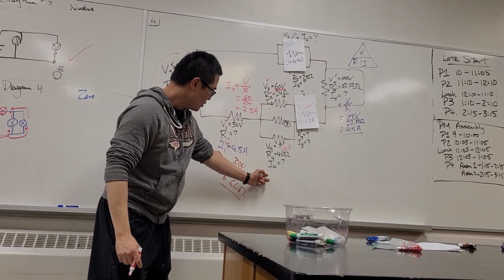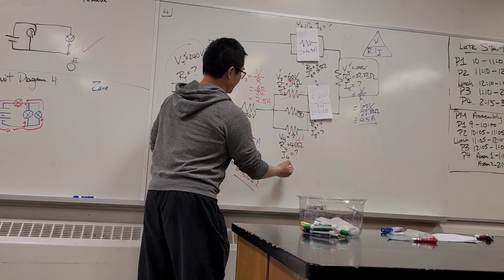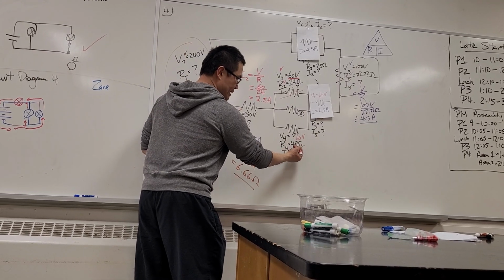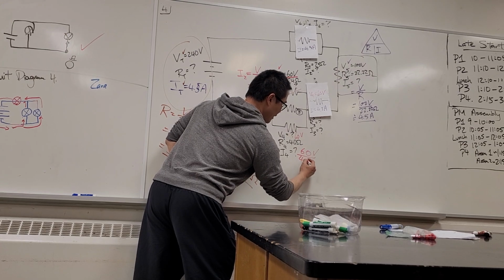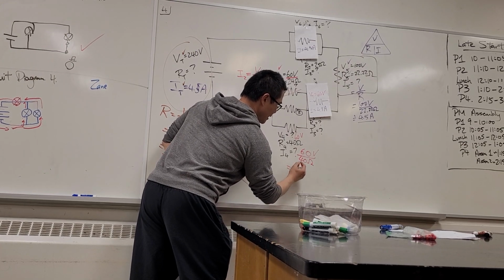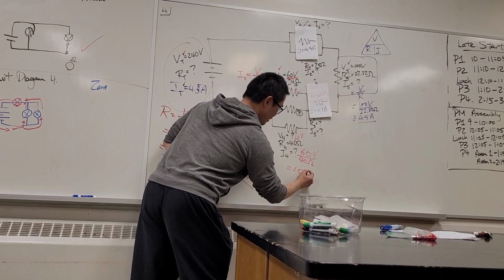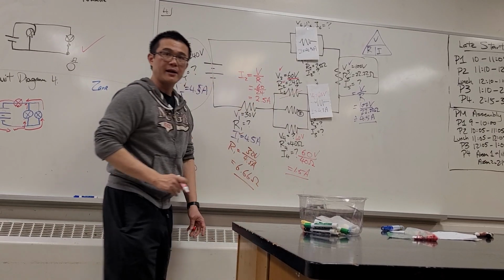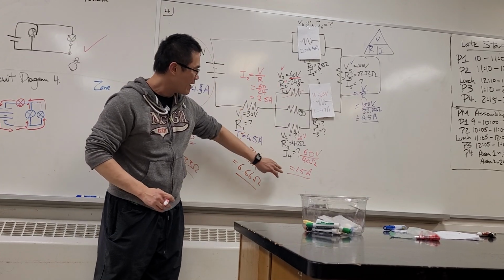And down here, we also have voltage, we also have resistance, so we can do the same math. So we have 60 volts divided by 40 ohms. In this case, I have 1.5 amps here. Okay, I have 1.5 amps here. So now I have I2, I have I4.